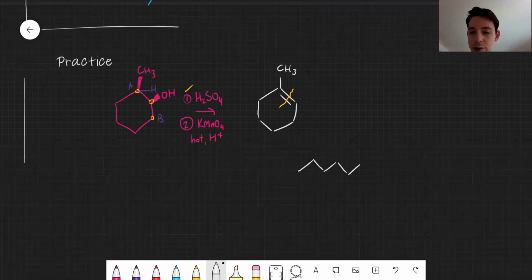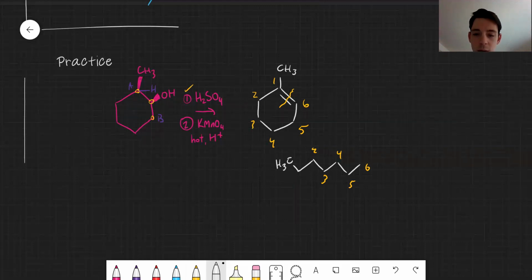which is 6 carbons. It might help you to number them, just so that you can keep track of where they are. This would be my carbons. I see that on carbon 1, I have a methyl group, so I'm going to draw that. And 1 and 6 are where this new functional group is going to be.